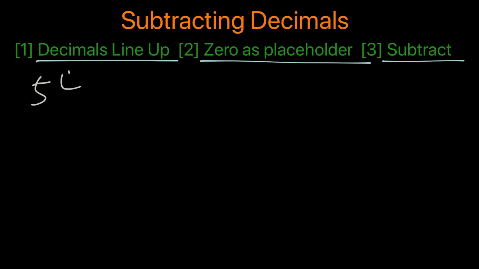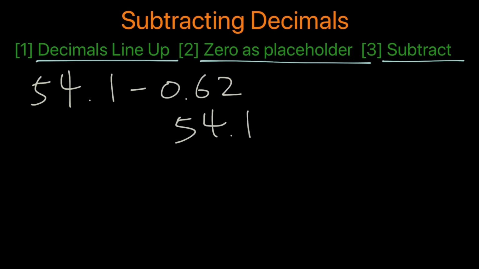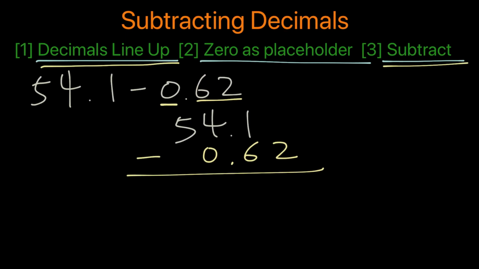And here's the next one. 54.1 minus 0.62. Okay, and we'll rewrite it as 54.1 lining up the decimal point, 0.62. Place 0 as a placeholder here, then complete the subtraction.